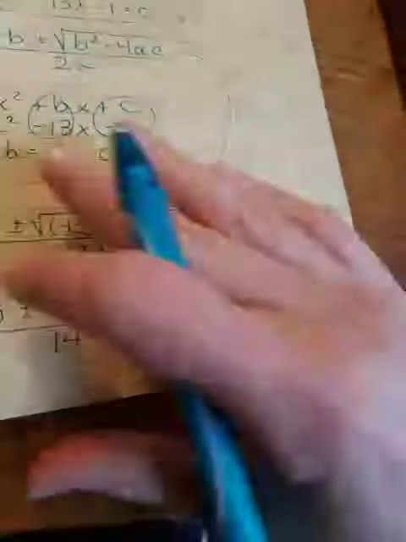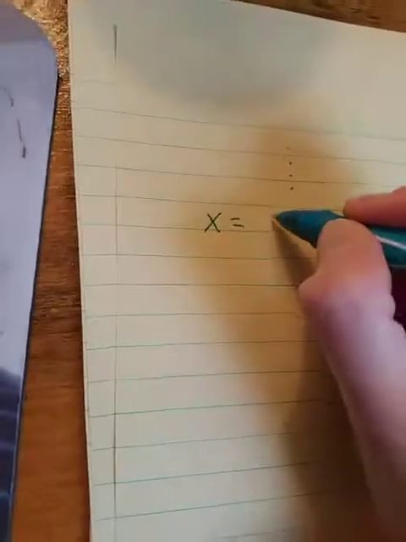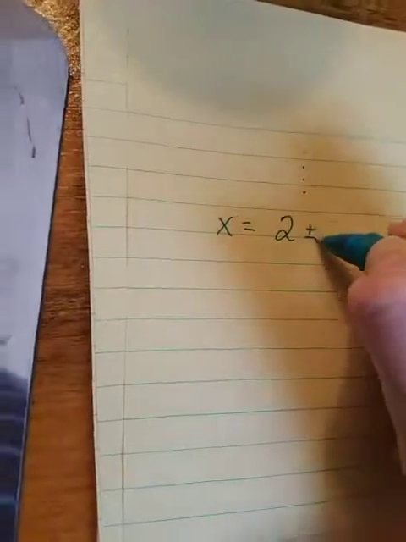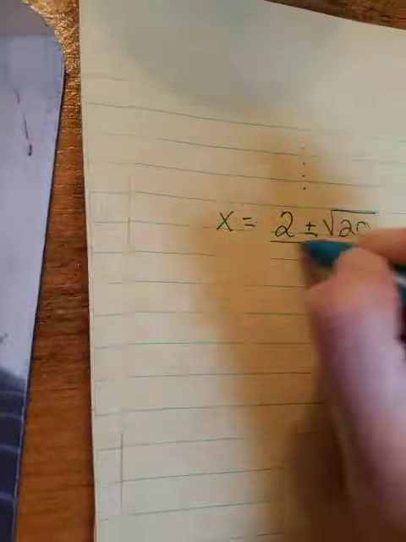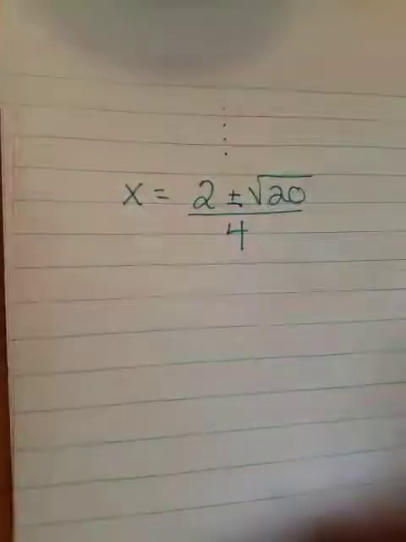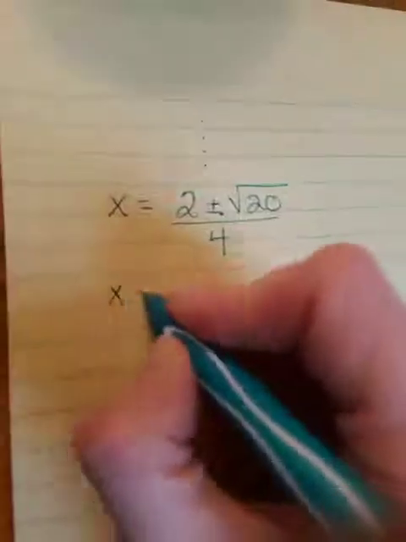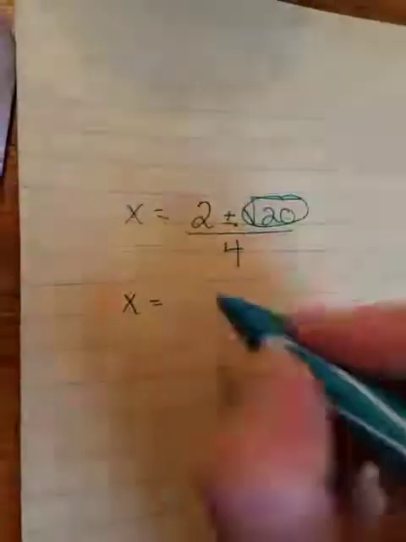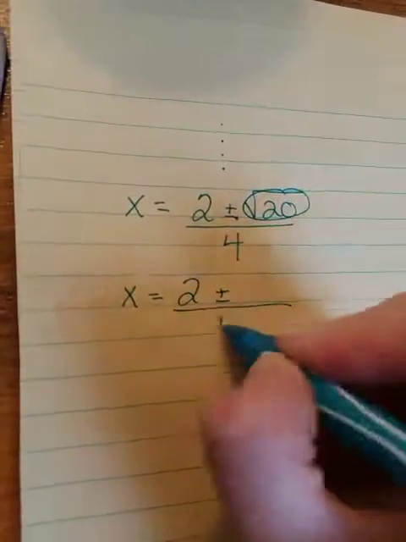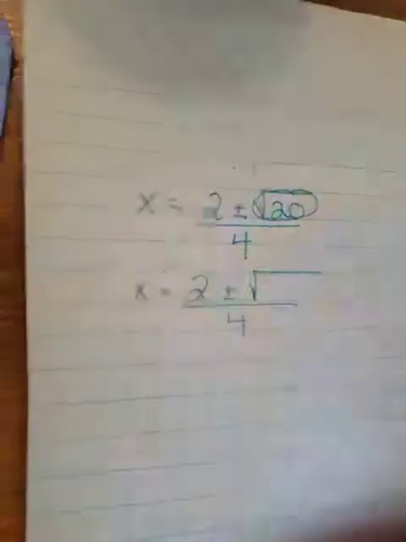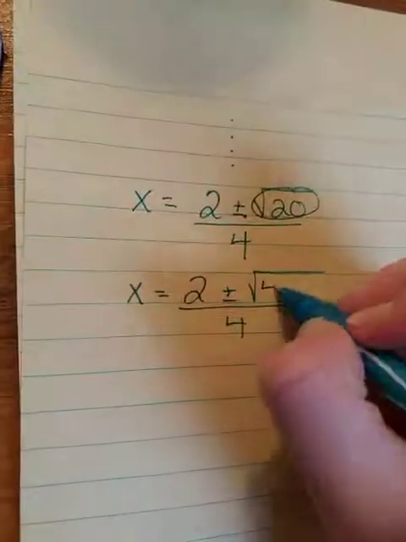All right, now say you did the whole thing out. You did out the quadratic formula, and you came out with x equals 2 plus or minus the square root of 20 over 4. So I want to show you how to simplify this. Remember, any radical that has a perfect square in it, just like always, you need to simplify. So what perfect square goes into 20? You're going to tell me 4.